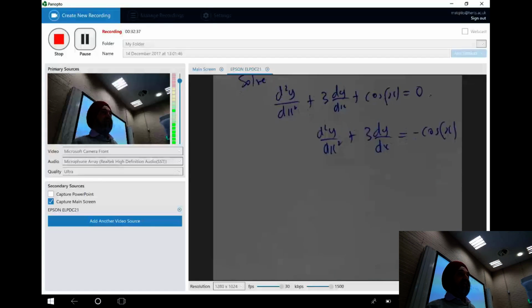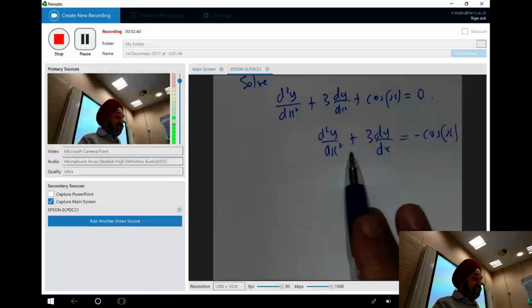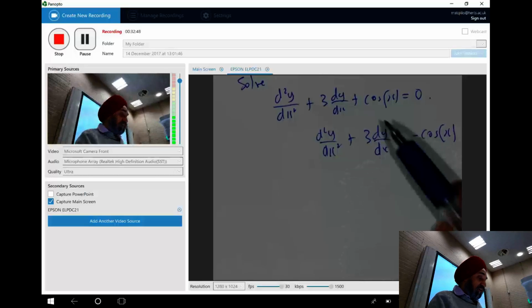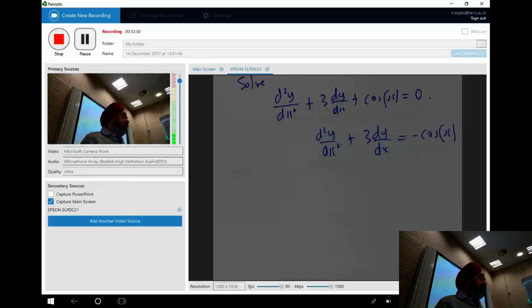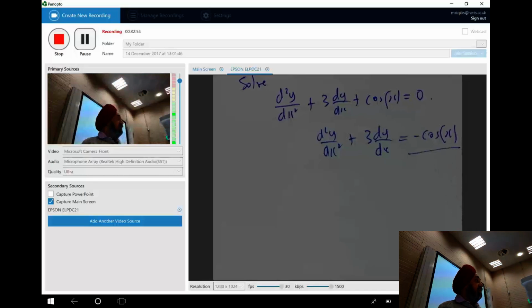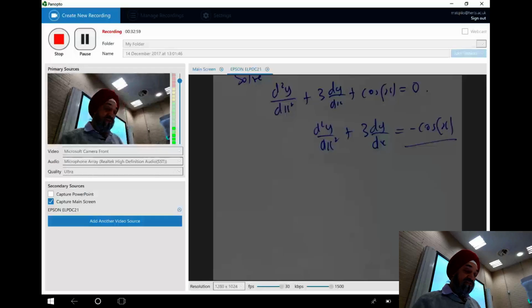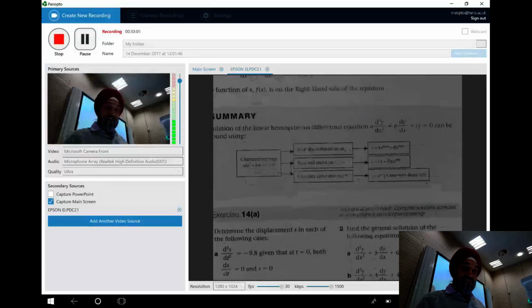I look out for that. It's got to have a d2y dx squared plus b dy dx plus cy. Here c is 0, clearly, but that's equal to 0, and you haven't got 0. It's actually equal to minus cos x. So it's what we call a non-homogeneous differential equation.